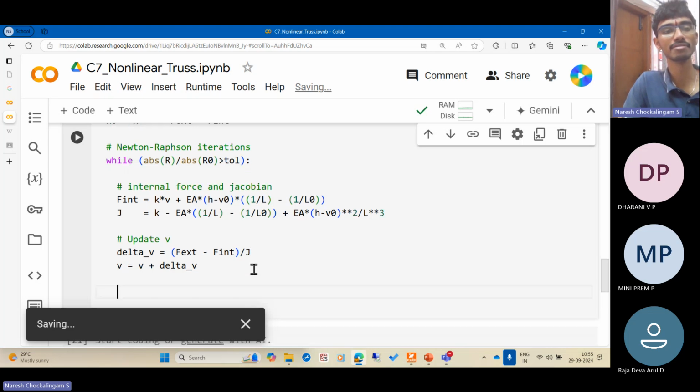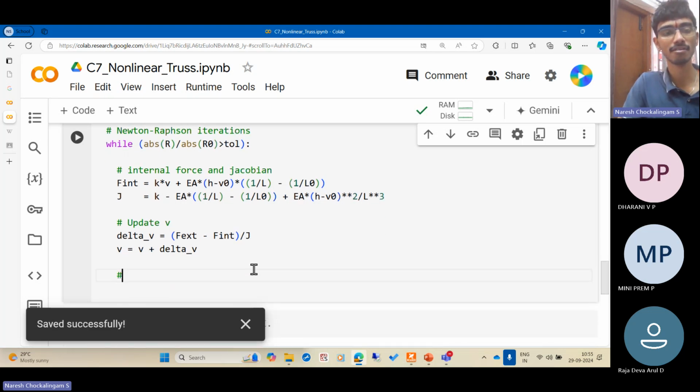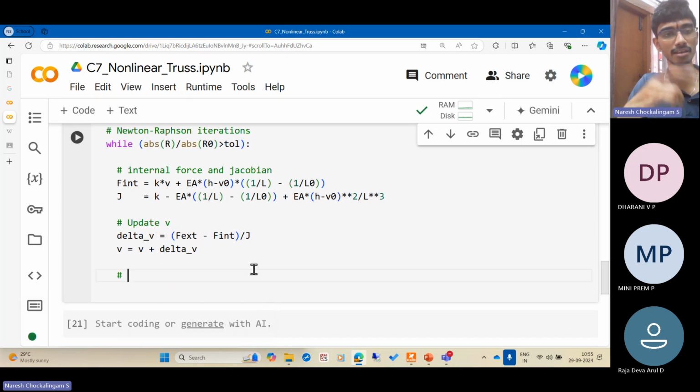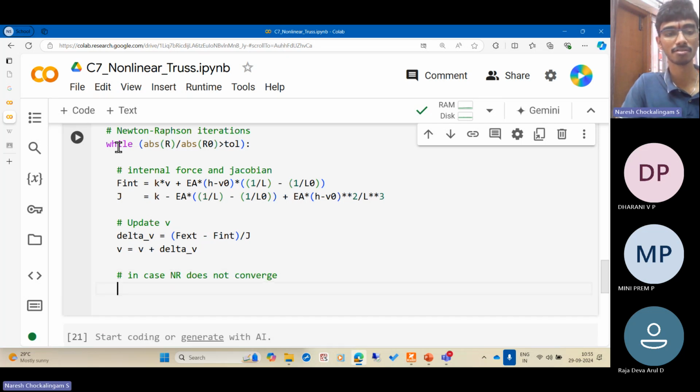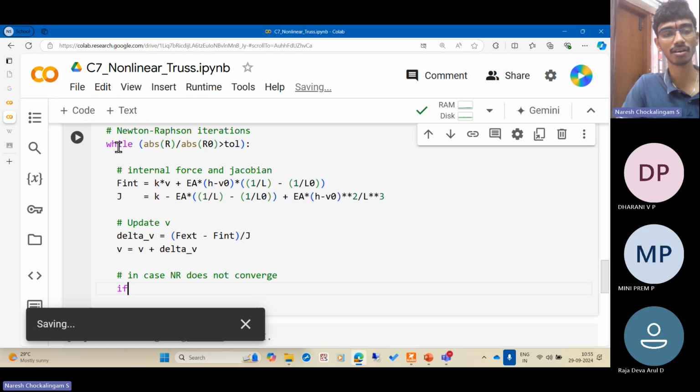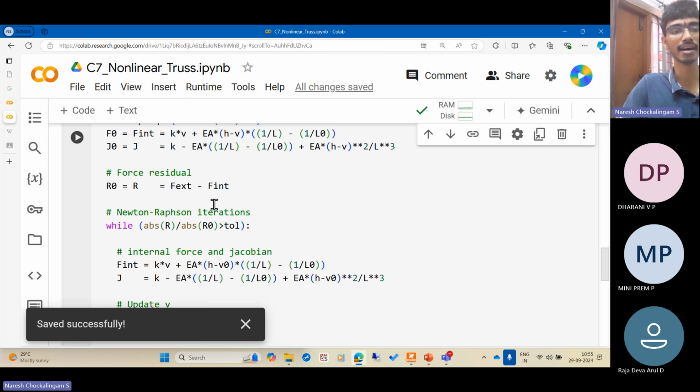Now let me put some lines. Sometimes the Newton-Raphson may not converge. So I'll give an exit condition. Suppose it doesn't converge, if I have a while loop, it will just keep running for thousands and millions of iterations. So in case Newton-Raphson does not converge, I can set a cutoff number of iterations. I'll count the number of iterations basically, so I'll say iteration count.